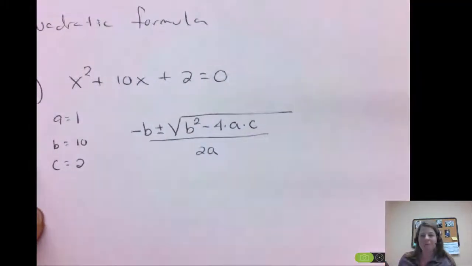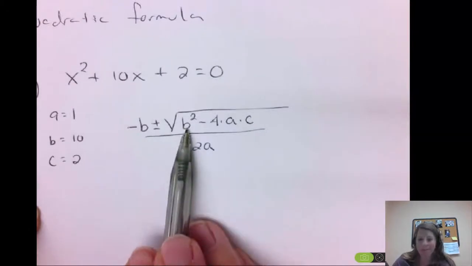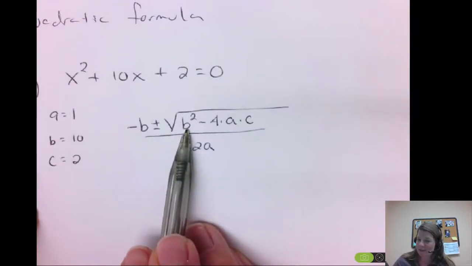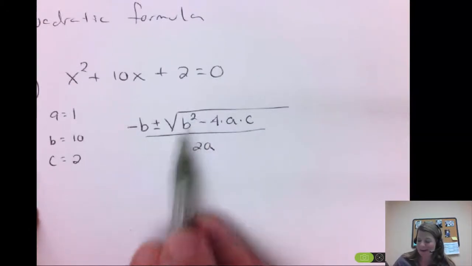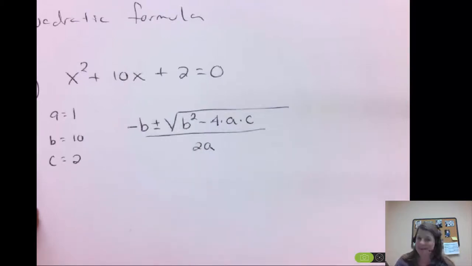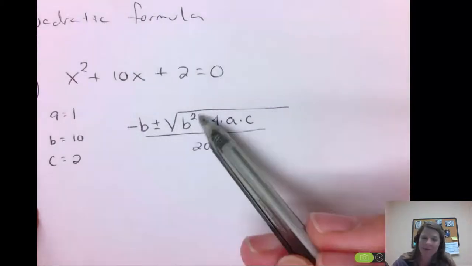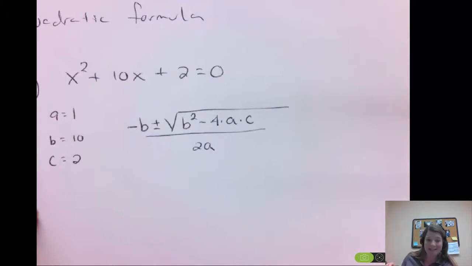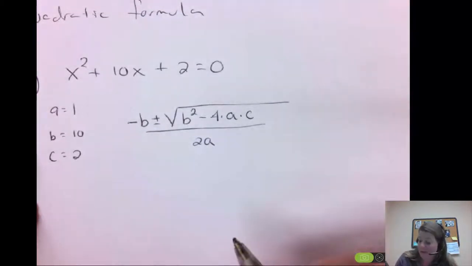And most people mess up right here, b squared. When they have a negative b, they somehow get a negative in here because they used their calculator and messed it up. Anything squared is positive. That better be a positive number right there where the b squared is. And that's probably where you're making mistakes.